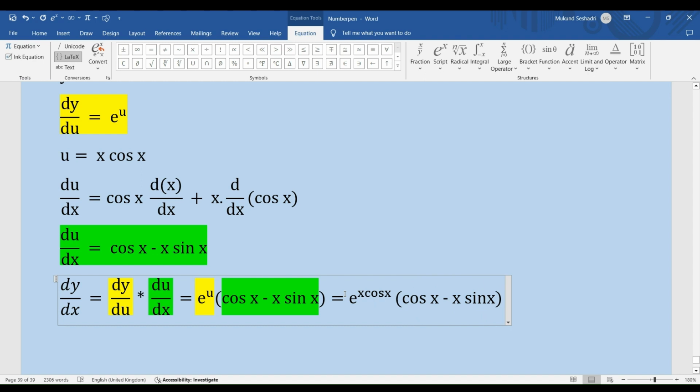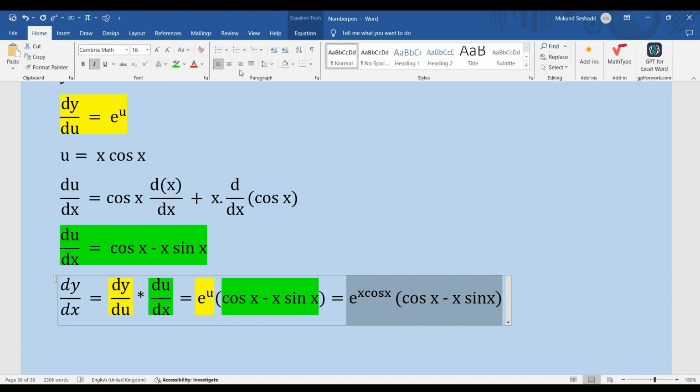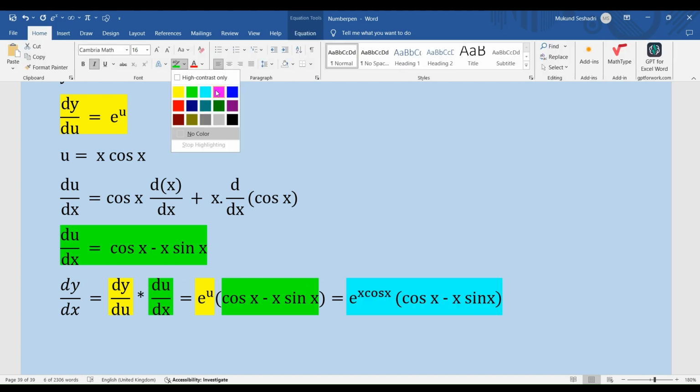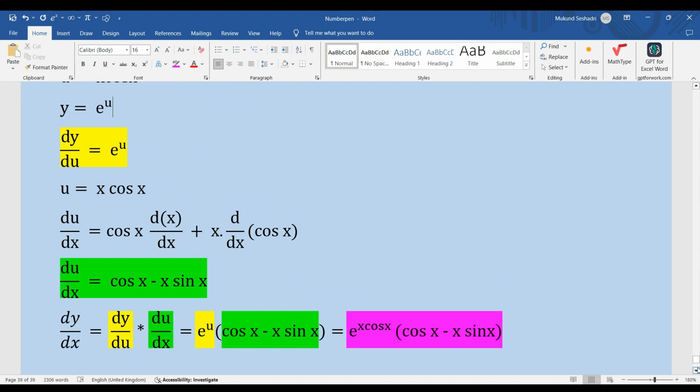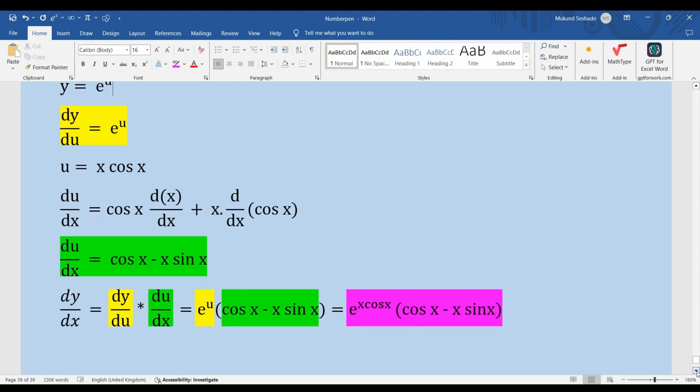So there we have our final answer. Let me highlight this in pink. So our final answer to this problem is e to the power x cos x into cos x minus x sine x, right?